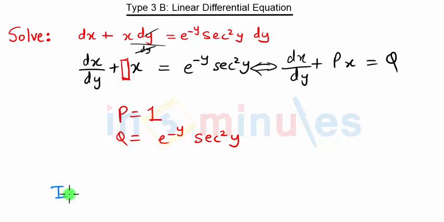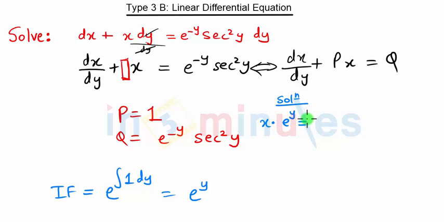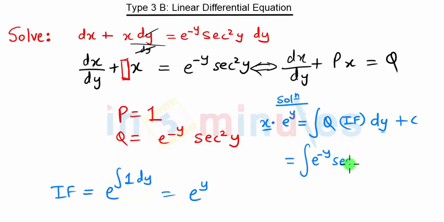Then the integrating factor is given by e raised to integration of 1 into dy. It is p into dy, so p is 1 into dy, which is equal to e raised to y. And the solution of this equation is given by x into integrating factor equal to integration of q into integrating factor into dy, because here it is x, here will be dy, plus some constant. What is q? Q is e raised to minus y sec square y. And what is integrating factor? Integrating factor is e raised to y dy plus c.